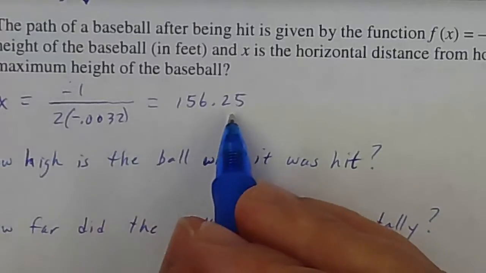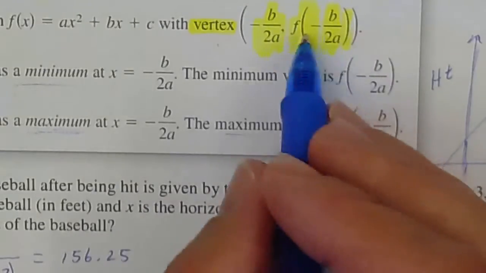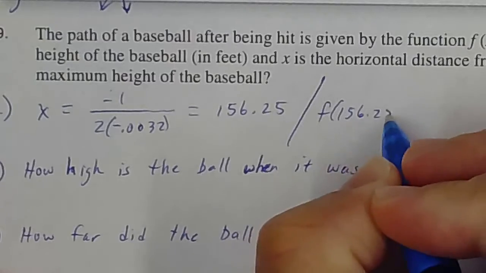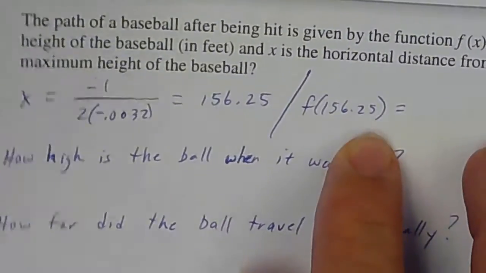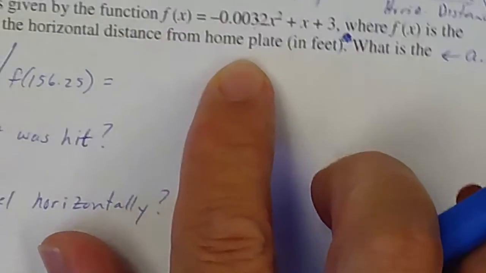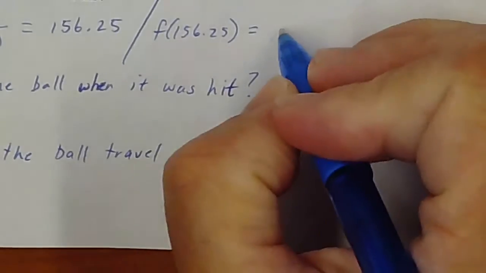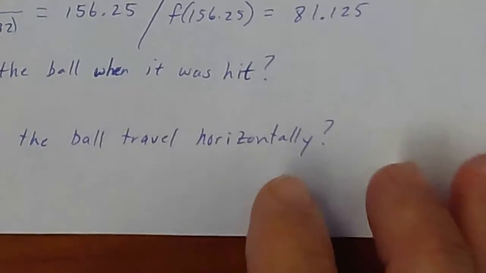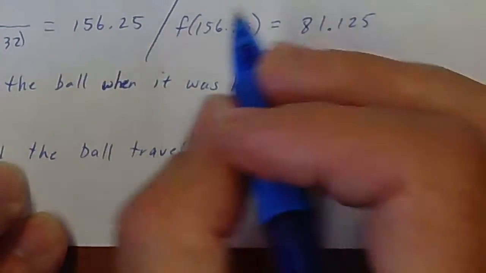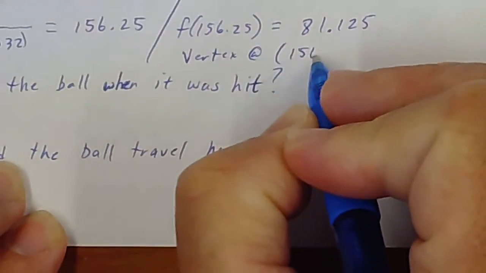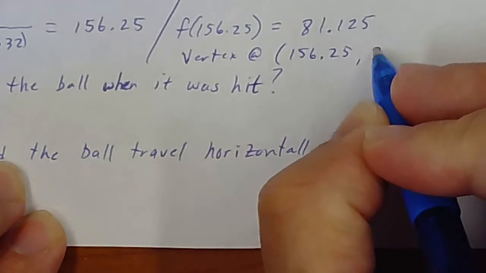All right, now that we have x, how do we find y? We plug it into the function. So I'll just put a slash mark here to separate this process. So I keep moving this way. So the function evaluated with 156.25 is, and we know how to do this, just plug it in here, plug it in there, let the calculator do the work. I already have the answer for you. It works out to be 81.125. Okay, so here's our vertex, right? Our vertex is at this x value and this y value.